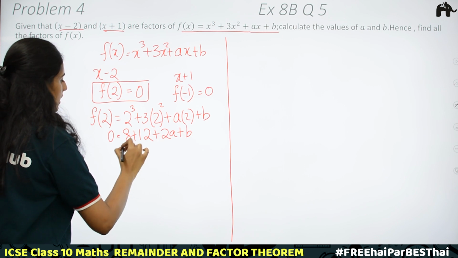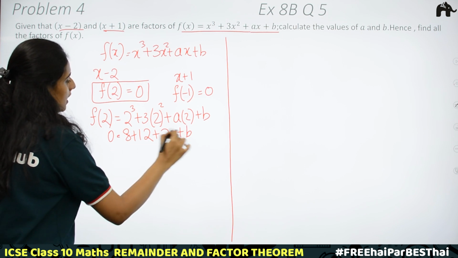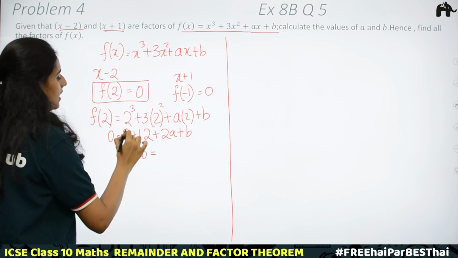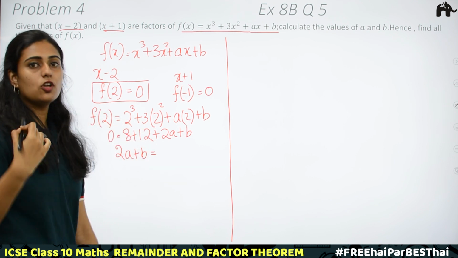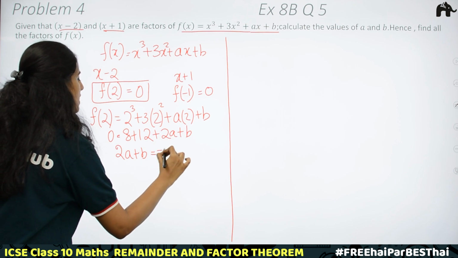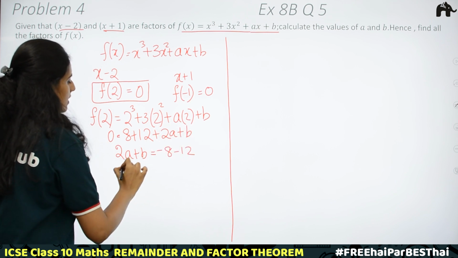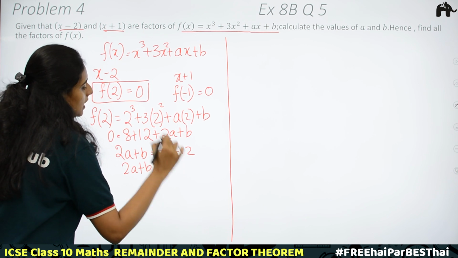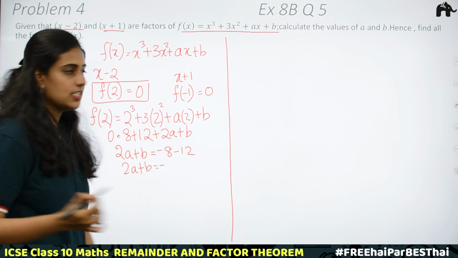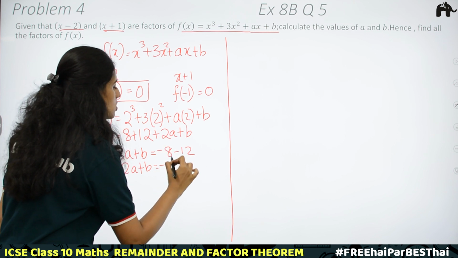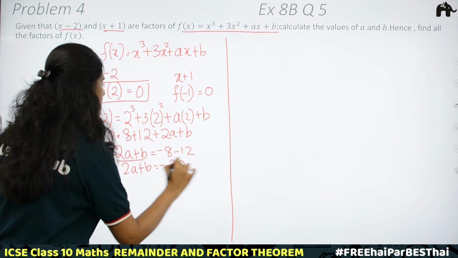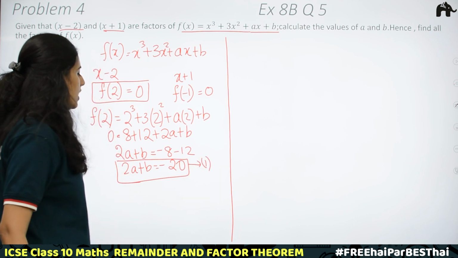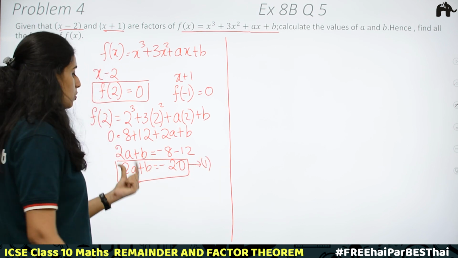That is 2a plus b is equal to, taking plus 8 and plus 12 to the opposite side, we get minus 8 minus 12. That is 2a plus b is equal to minus 8 minus 12, which is minus 20. So, this is our first expression. Okay, this is a linear equation in 2 variables.